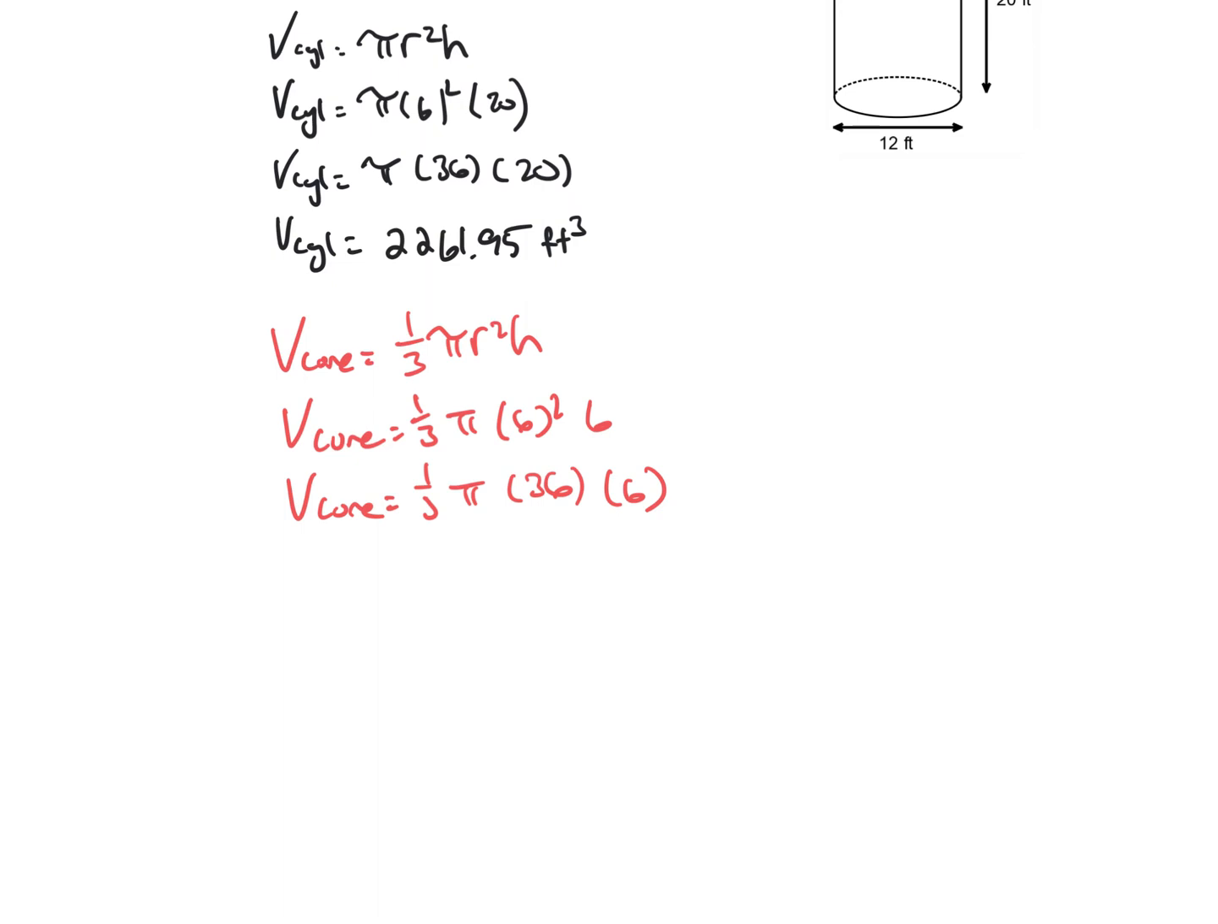Here we're going to have 36 times 6 times pi, and because of the 1/3, we're going to divide by 3. So just to highlight what I said, because of that 1/3, we are going to divide by 3. When we figure out the answer, we're going to get 226.19 cubic feet. So now that's the volume of the cone above. And now to figure out the volume of the whole thing, we're just going to add those together.